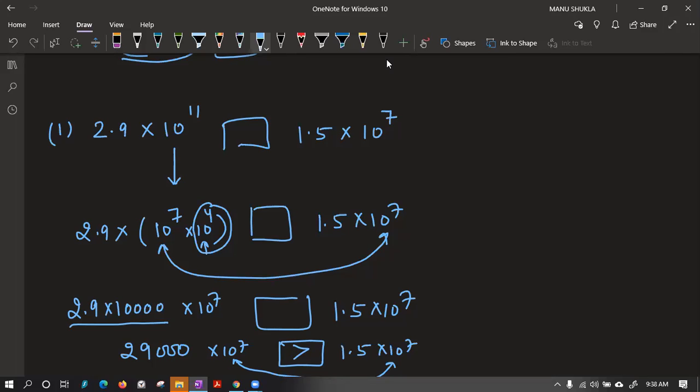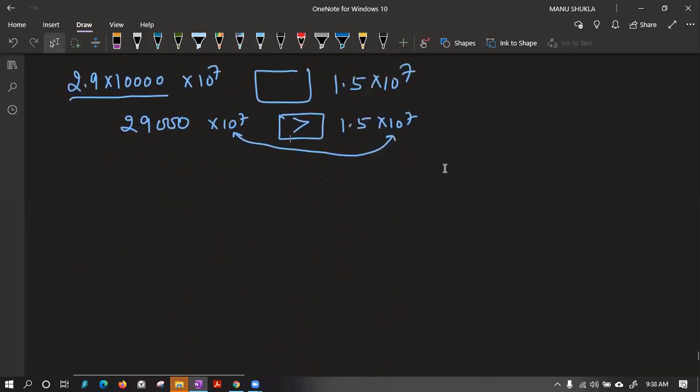Absolutely, the first one is bigger. So in case the question is impractical to solve, only in that case will you leave it and tell the answer directly. But if possible, it is better to make the powers of 10 equal. Okay, so let us see the next concept now.